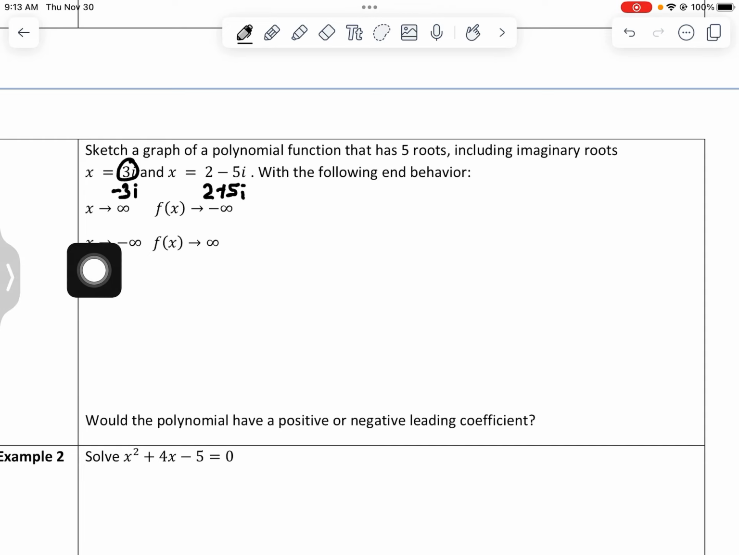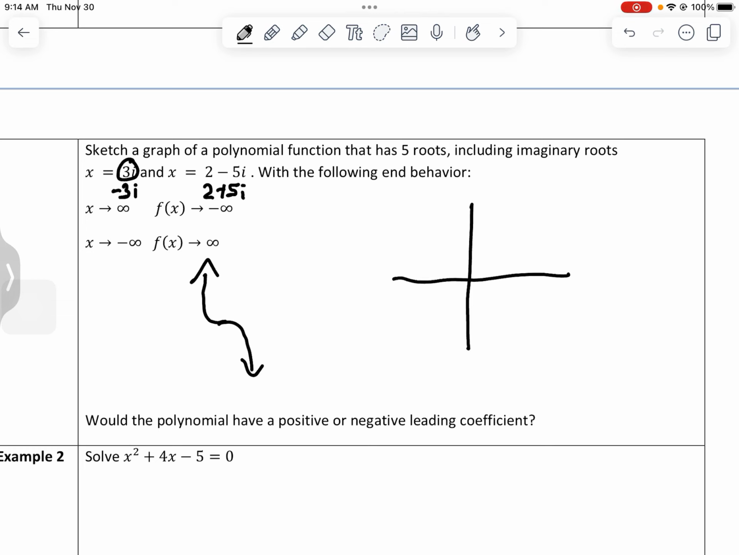So we want to graph with the following end behavior. As x approaches infinity, which means as x goes to the right, f of x goes down since it's negative infinity. So as we go to the right, we're going to end up going down. This one states as x goes to the left, f of x goes up. So we need some kind of graph that has this end behavior, and it can only cross 1 time since we only have 1 real root, excuse me, the rest are imaginary. So you could do something like this, and if you wanted, you could add in a few more turning points. You don't have to.